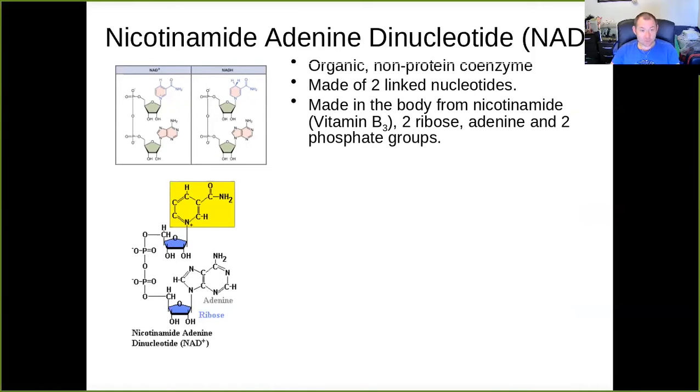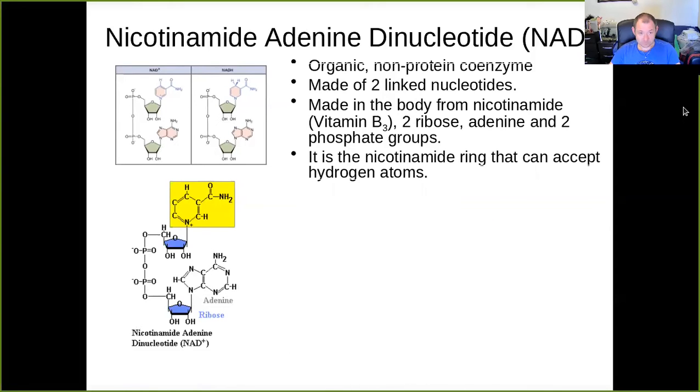There are 2 riboses in there. Ribose is a sugar, adenine, and 2 phosphate groups. So you can see the phosphates are here. You can also see the sugar here. This is a ribose. There is another ribose. This is the adenine. So NAD, nicotinamide adenine dinucleotide. It's the nicotinamide ring, the ring at the top here, that can accept hydrogen atoms.